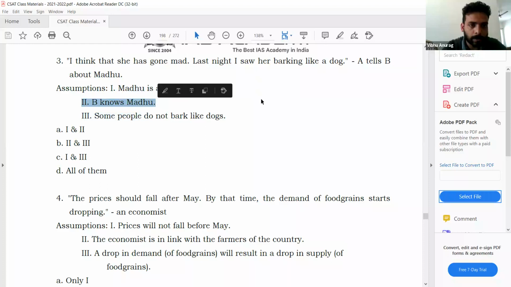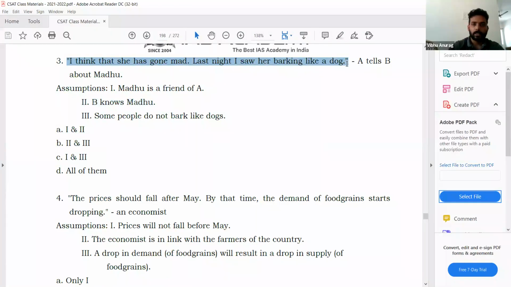Second one, B knows Madhu. Do you think A believes that B knows Madhu? A thinks that B knows Madhu. Okay, fine. What is the reason? That is not the reason. The reason is here. If you see this, has he mentioned Madhu's name anywhere? You can still talk about people you don't know. He says, I think that she has gone mad. Last night I saw her barking like a dog.